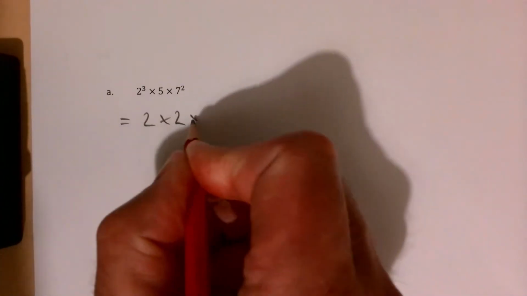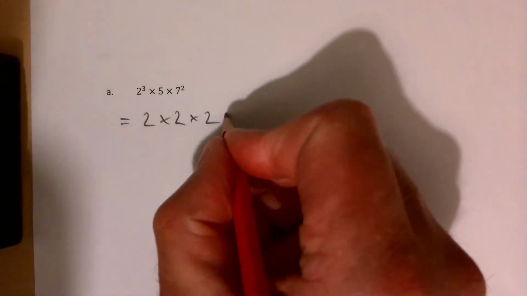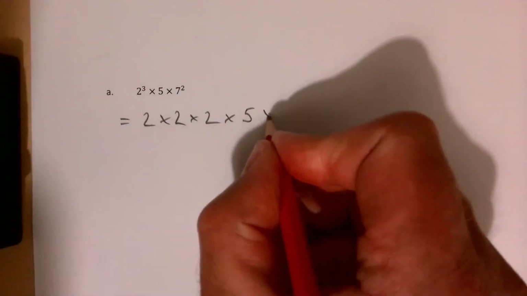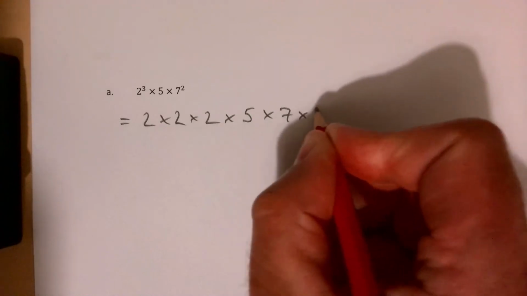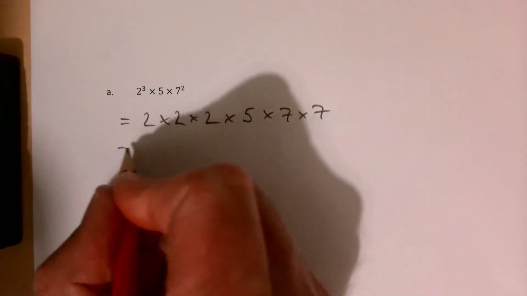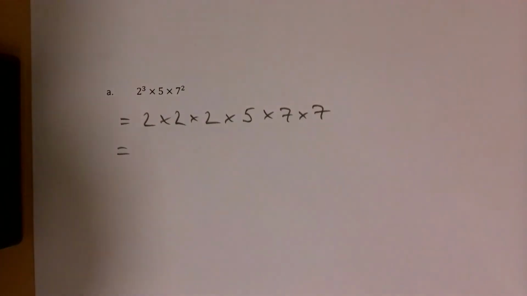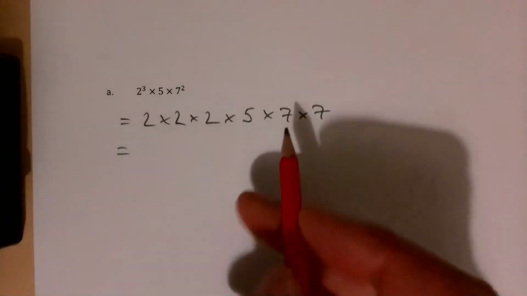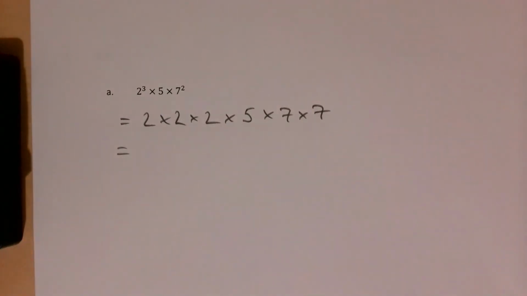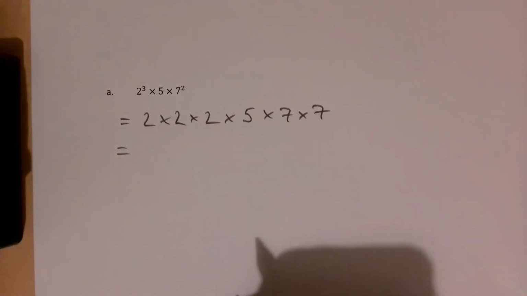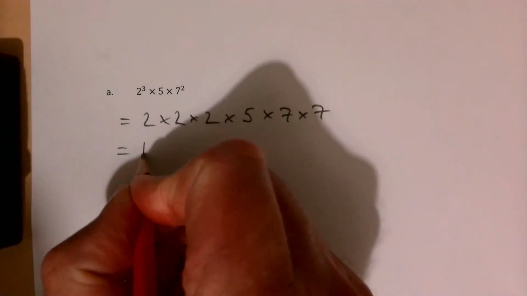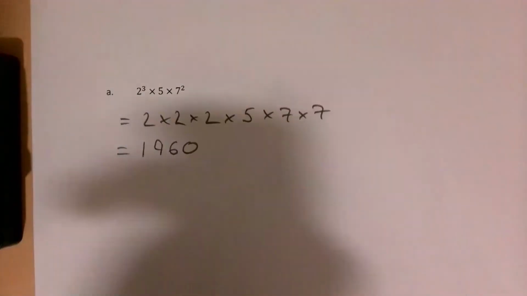2 times 2 times 2 times 5 times 7 times 7. It's a bit of a tougher one to work out. But if we do 2 times 2 times 2, we get 8. We times that by 5, we would get 40. We times that by 7, we would get 280. And we times that by 7 again, and we would end up with 1960.